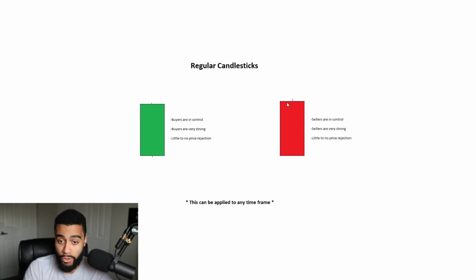And if you look at these two candlesticks, there's basically no wicks on them. It's telling you there's no price rejection. Each one respectively is very strong, but in opposite directions. And remember, this could be applied to any time frame.